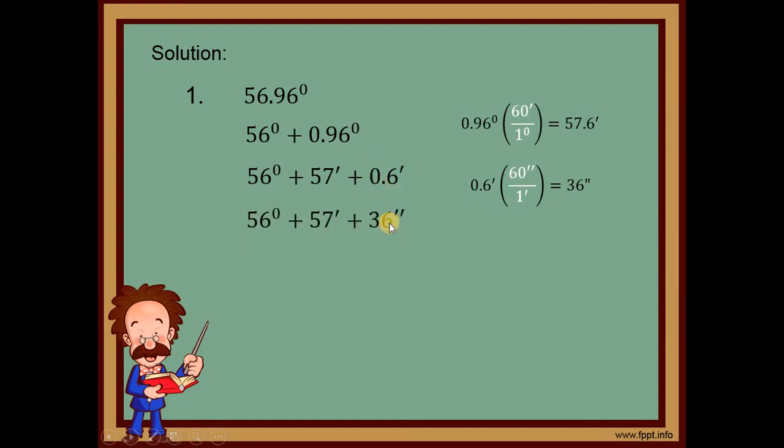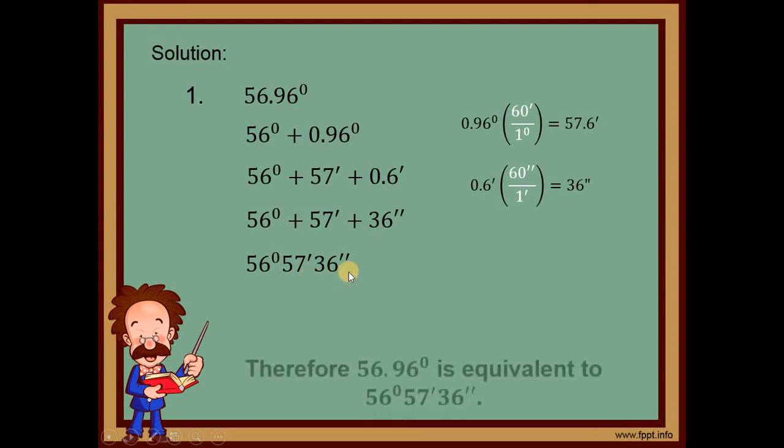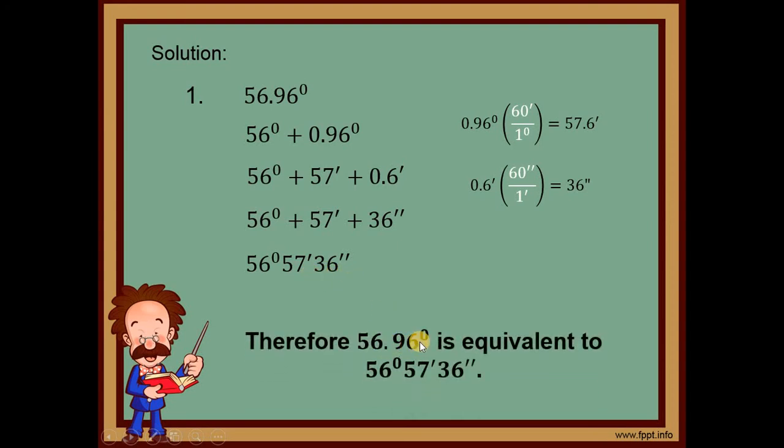Like this. Now, pwede natin siyang isulat sa ganitong form. 56 degrees, 57 minutes, and 36 seconds. Therefore, 56.96 degrees is equivalent to 56 degrees, 57 minutes, and 36 seconds. And we're done.